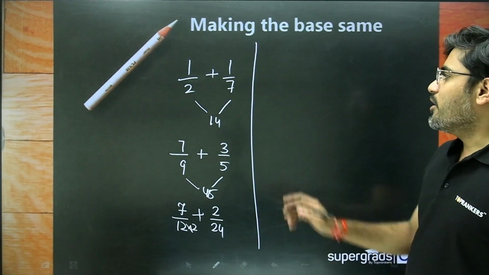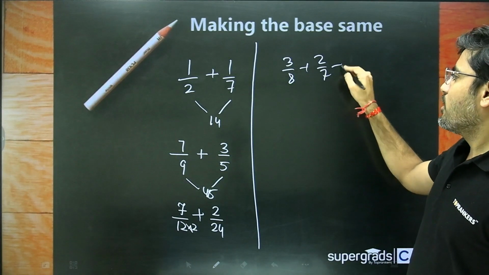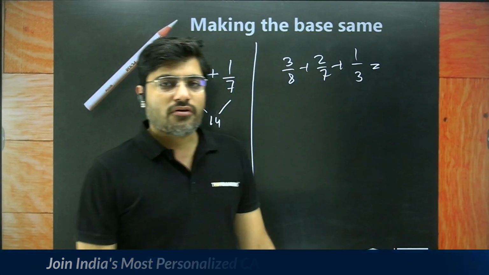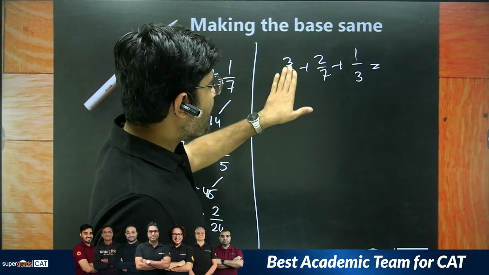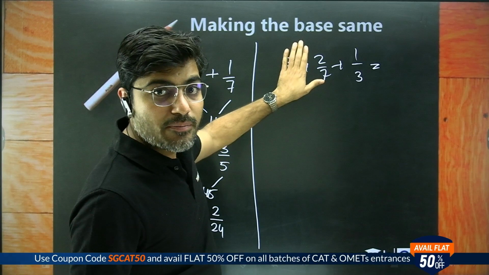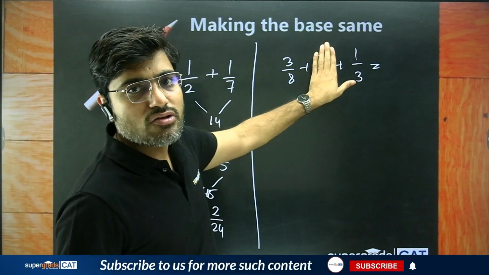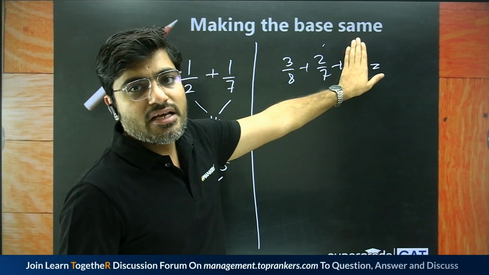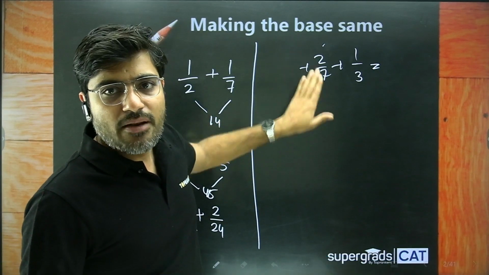So the foremost important thing is the denominator. Suppose it is 3 by 8 plus 2 by 7 plus 1 by 3, and I need to calculate the sum. First of all, I will make the denominator the same. In order to make the denominator the same, what do I need to do? If 8 is already here, I need to multiply this term by 7 and 3. If I have to make this denominator also the same, I need to multiply it by 8 and 3. And for this one, I have to multiply it by 8 and 7. So you can also hide the number and check what other factors are present and multiply with them.